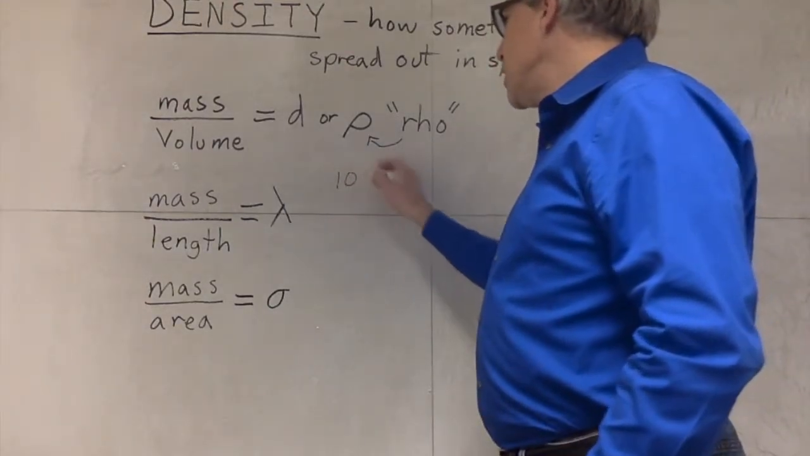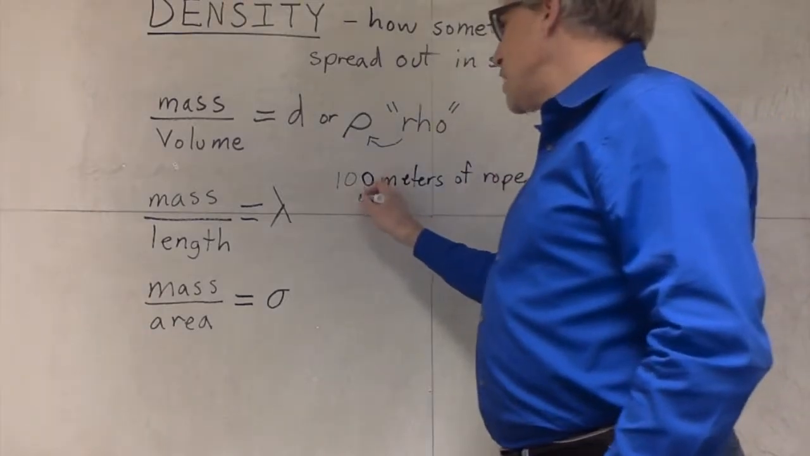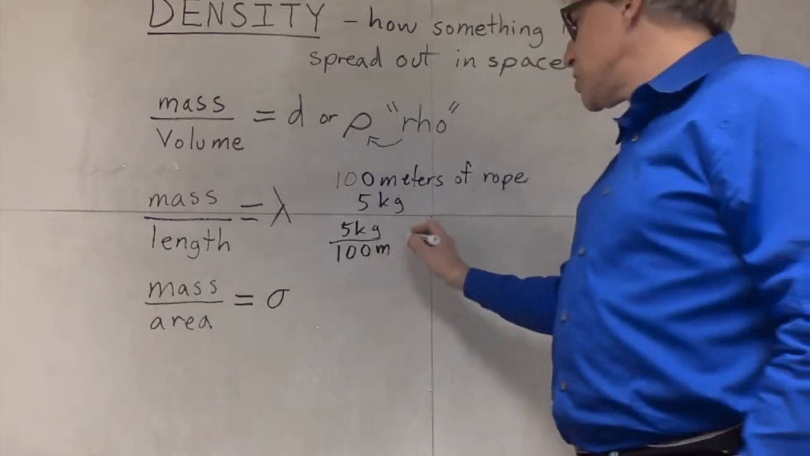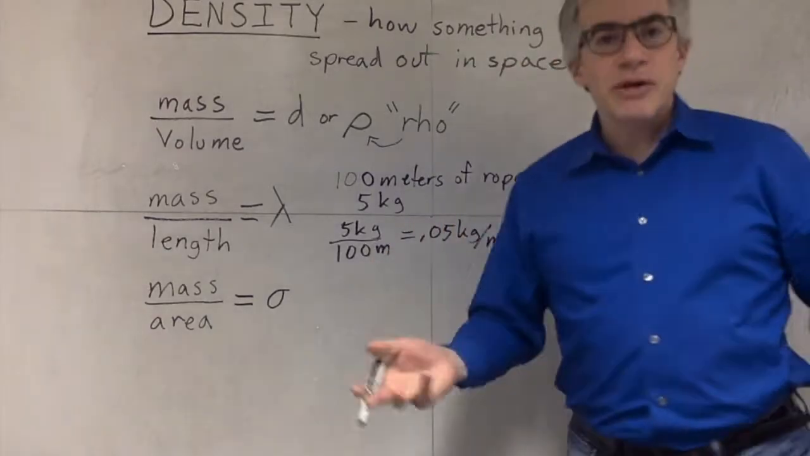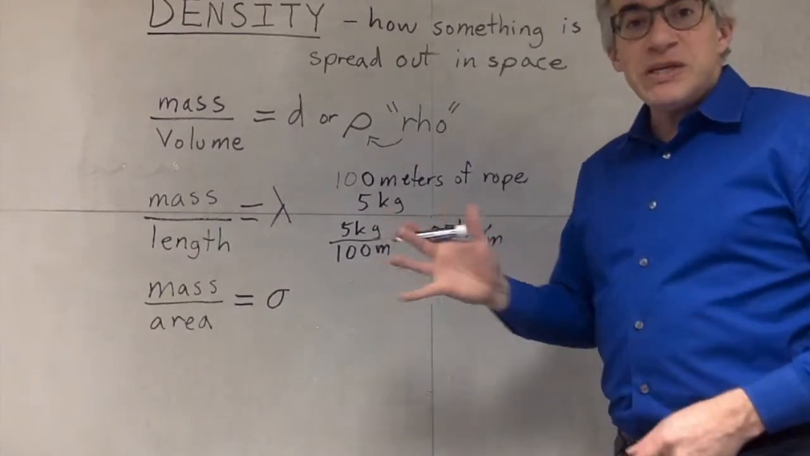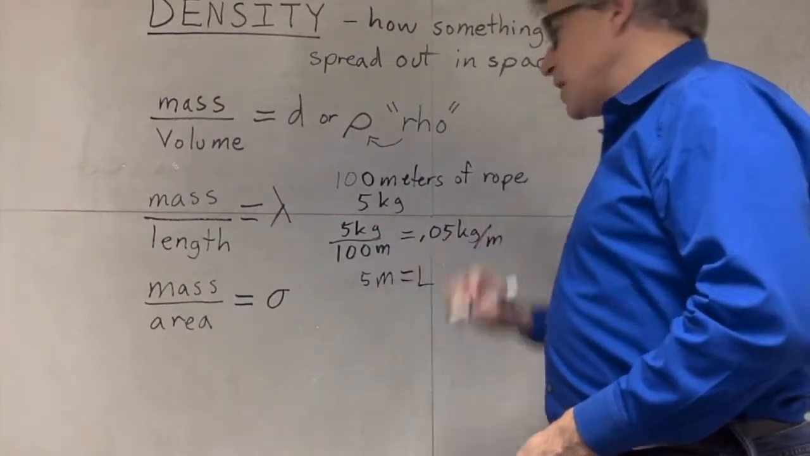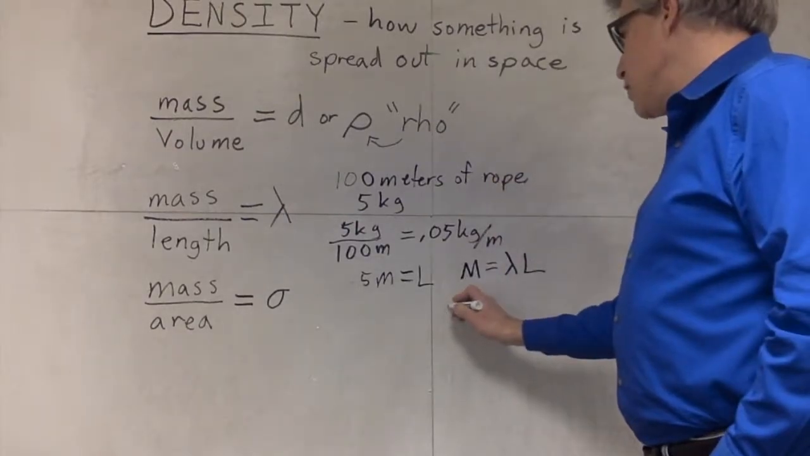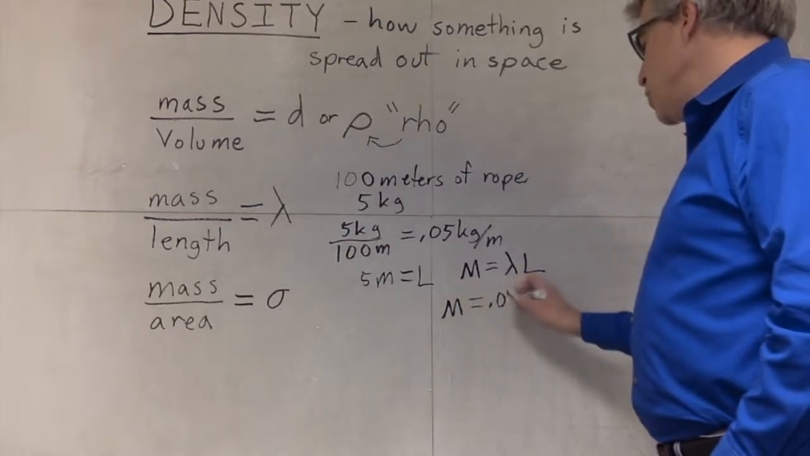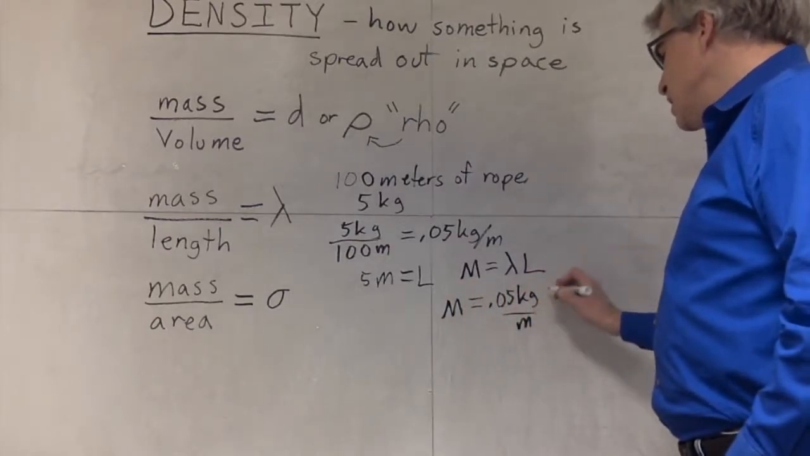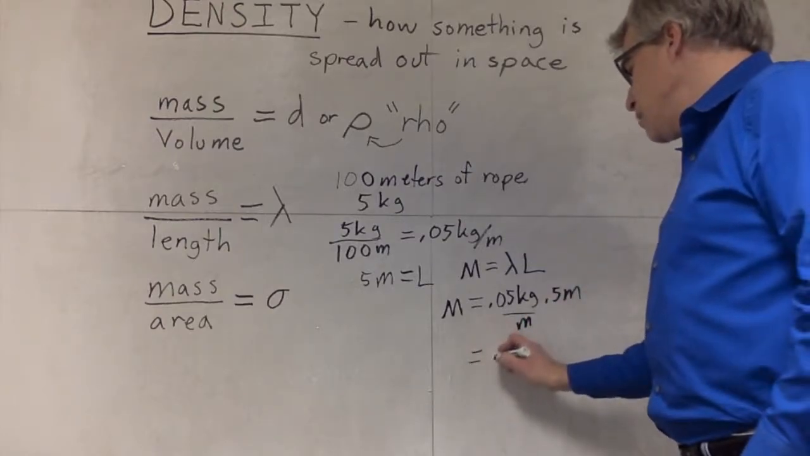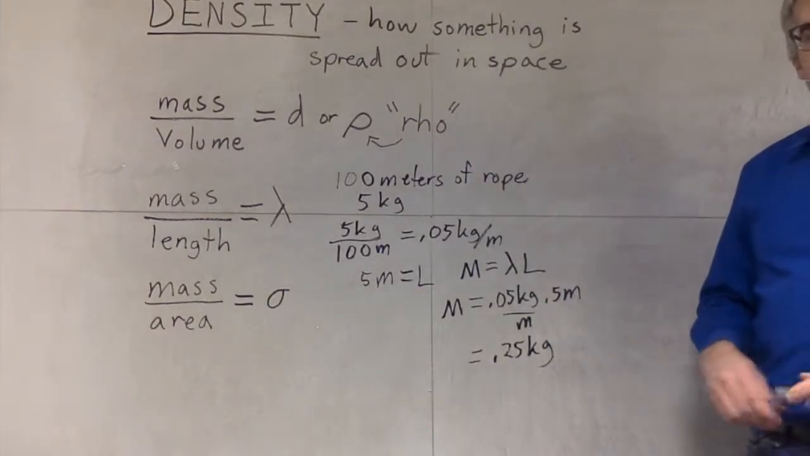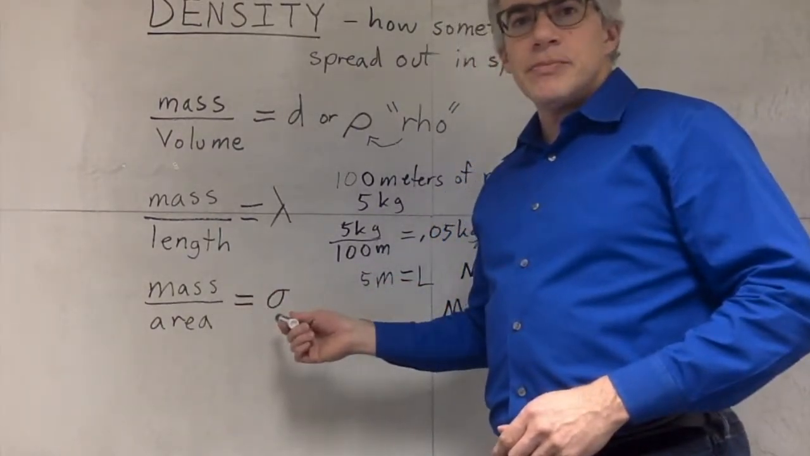If 100 meters of rope has a mass of 5 kilograms, we would say 5 kilograms over 100 meters, or 0.05 kilograms per meter. If you had 5 meters of this rope, if 5 meters was the length, the mass would be lambda times L. You would have the mass would be 0.05 kilograms per meter times 5 meters, and you'd get 0.25 kilograms.